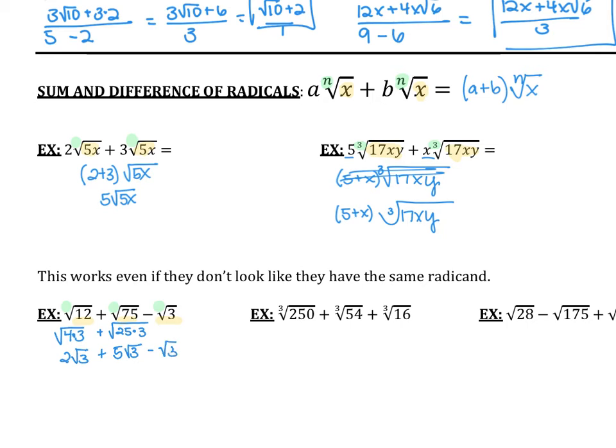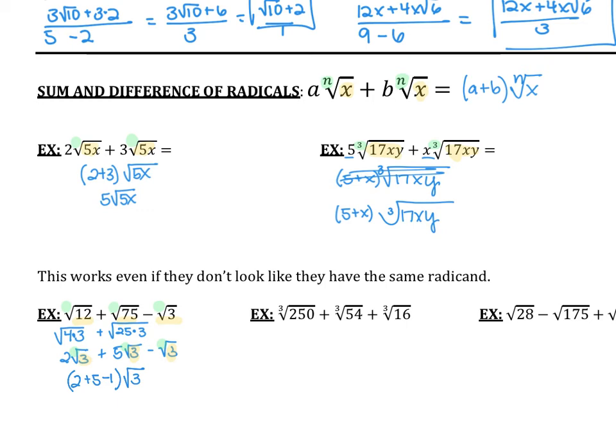Hey, look at that. If you look at these now, they all have the same index, just 2, or the square root, and they now all have the same radicand. So now I can just go through and add or subtract whatever it says, just like up above. I now can combine the 2 plus the 5 and the minus 1 to be multiplied by root 3.